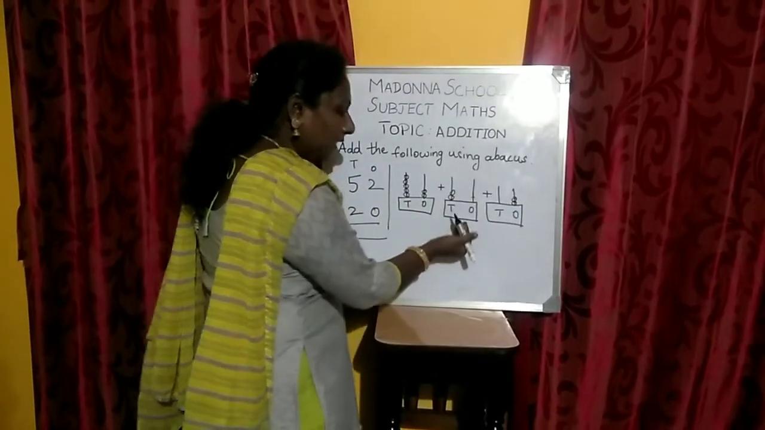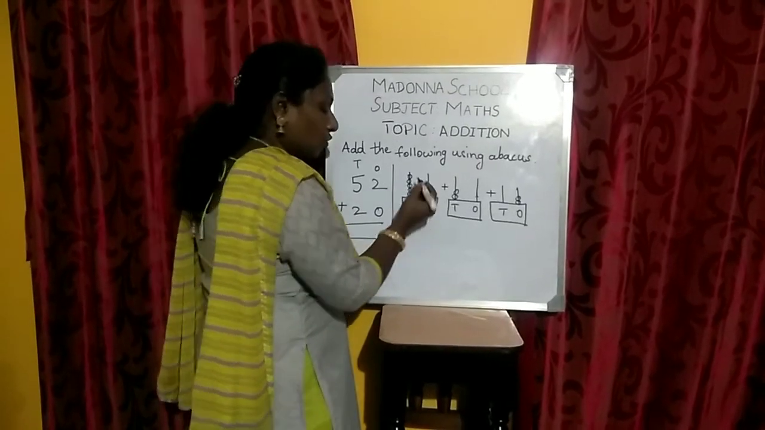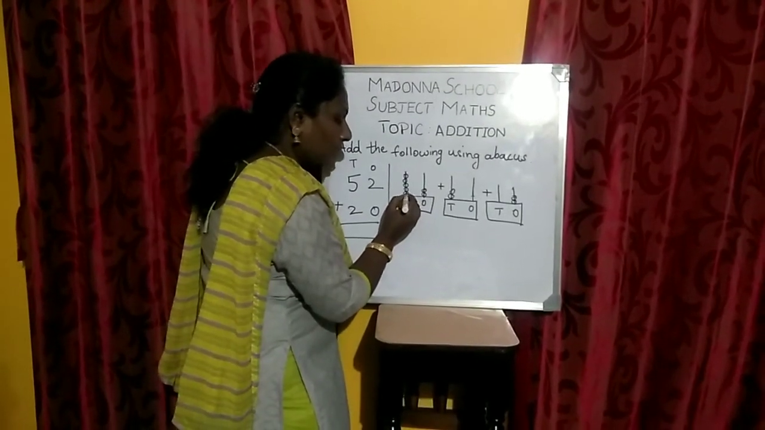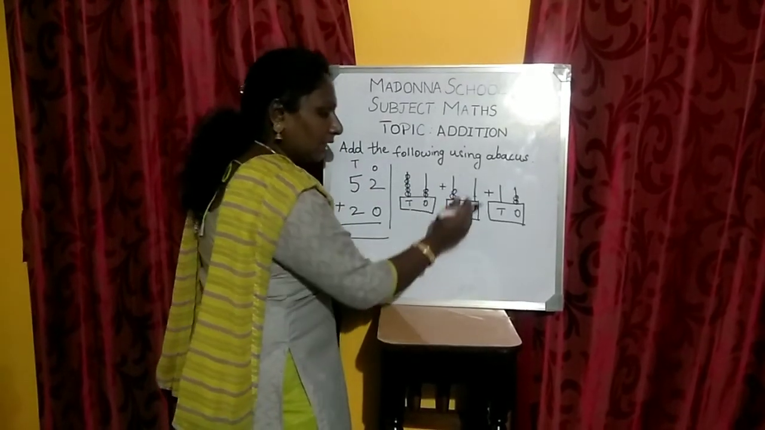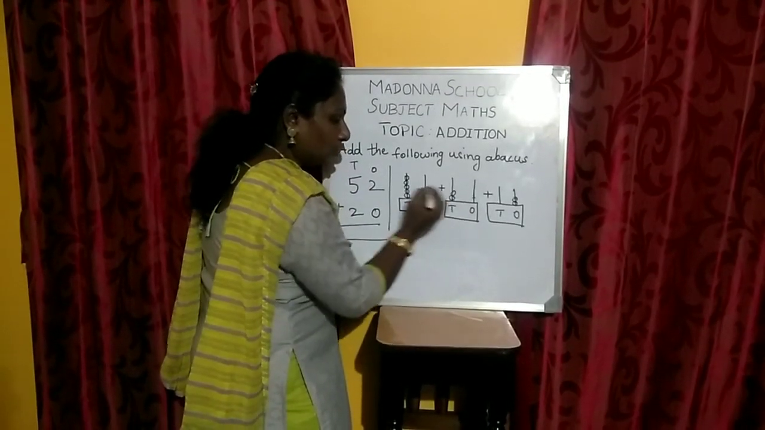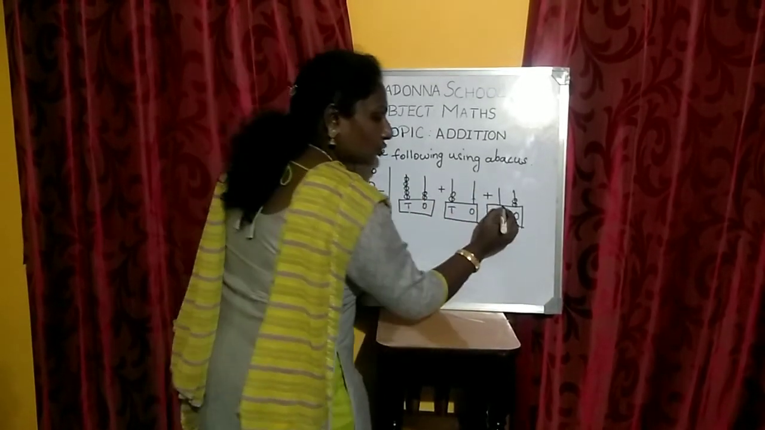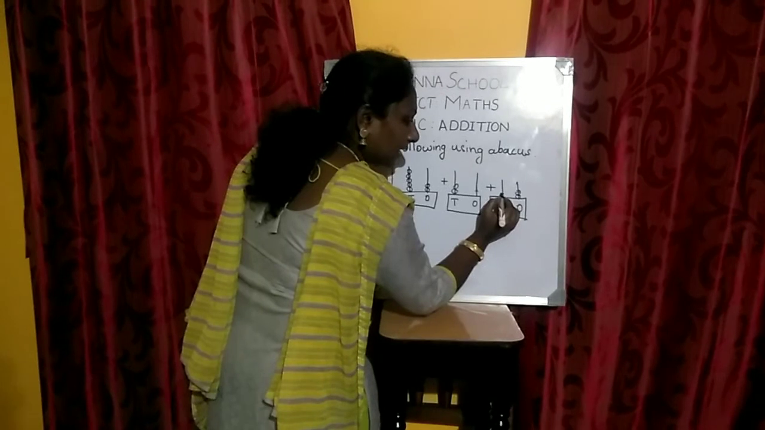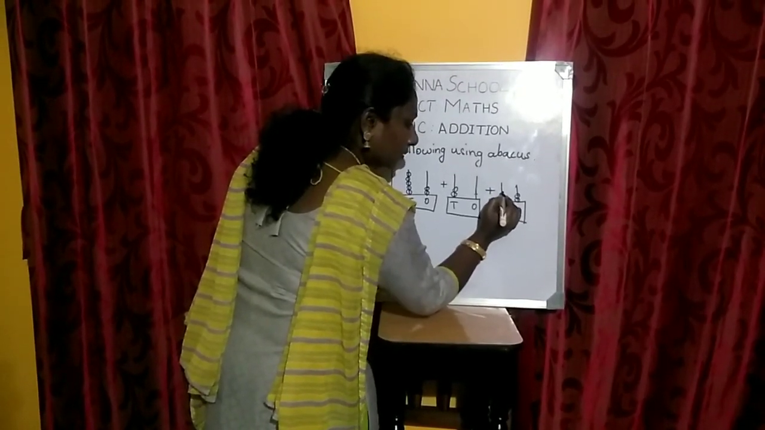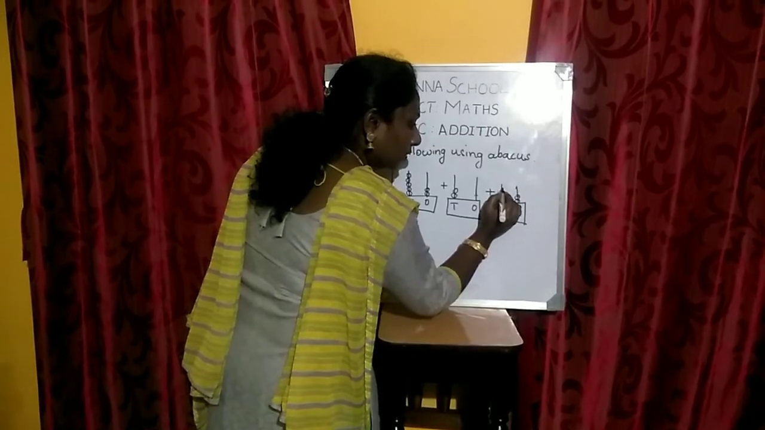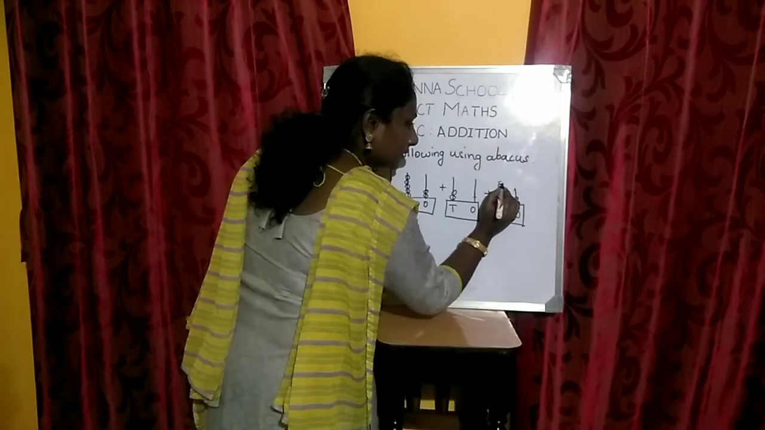Okay. Now add the beads in the tens place. Add the beads in the tens place. So count, children. How many beads are there? 1, 2, 3, 4, 5. And in the other number, how many beads are there? 1, 2. So 5 plus 2. 5, 6, 7. So how many beads should I draw here, children? 7 beads. Why? Because 5 plus 2 is 7. 1, 2, 3, 4, 5, 6, 7.